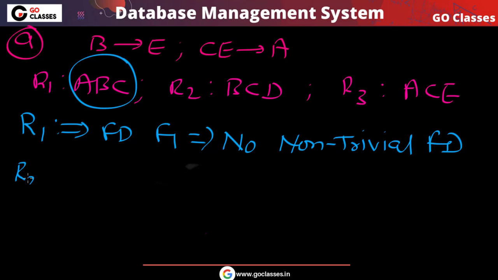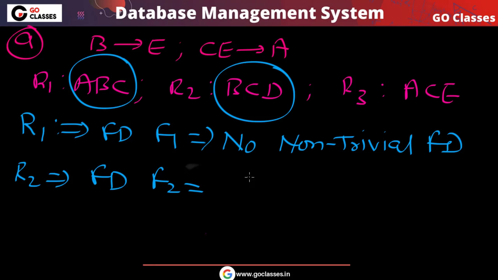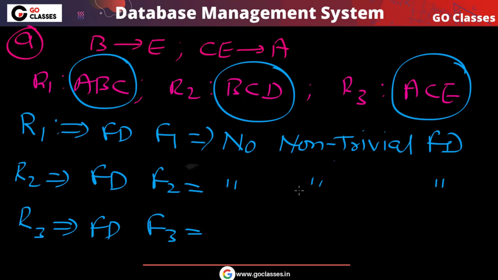Okay, let's see for the relation R2 what are the set of functional dependencies. You can notice what are the functional dependencies which are applicable on these attributes B, C, D. Again B can determine E, but we cannot do anything else. So again here also no non-trivial functional dependencies. And for R3, on these attributes A, C, E, you can notice that CE can determine A. Nothing else is applicable.